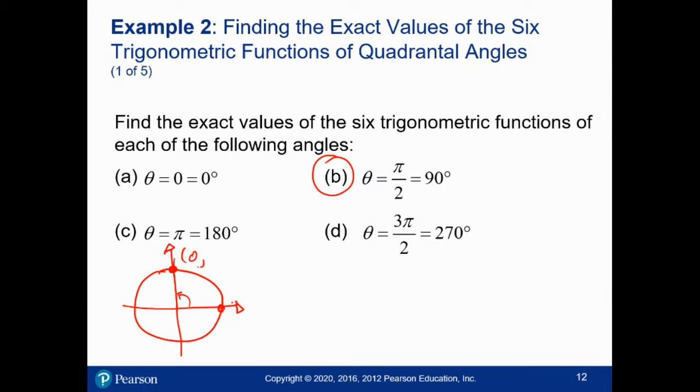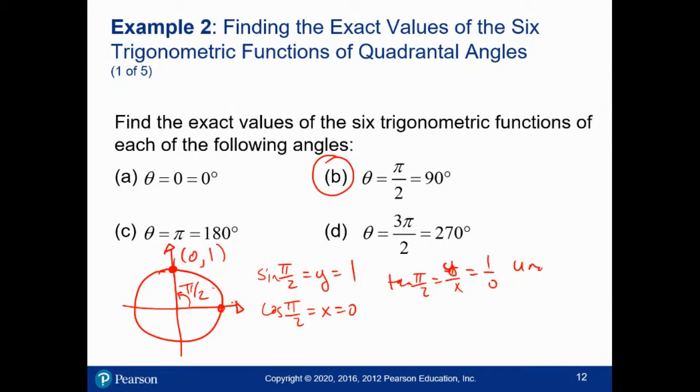Well, the x-coordinate is 0 because it's pointing straight up, and the distance from the origin is 1, so it must be (0, 1). So now I know the x and y coordinate given by the angle of pi over 2 radians. Now I can start applying that: the sine of pi over 2 must be the y-coordinate, which is 1. The cosine of pi over 2 must be the x-coordinate, which is 0. The tangent of pi over 2 is y over x, which is 1 over 0, which is undefined. You can't divide by 0.